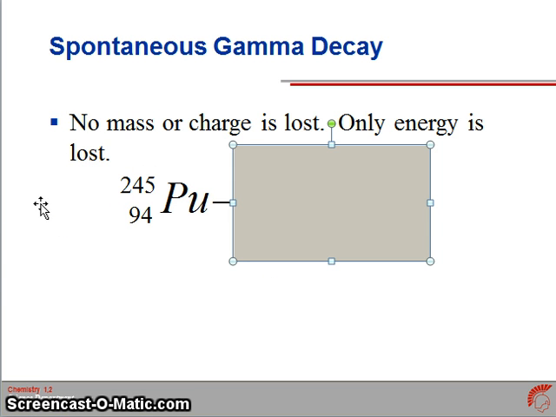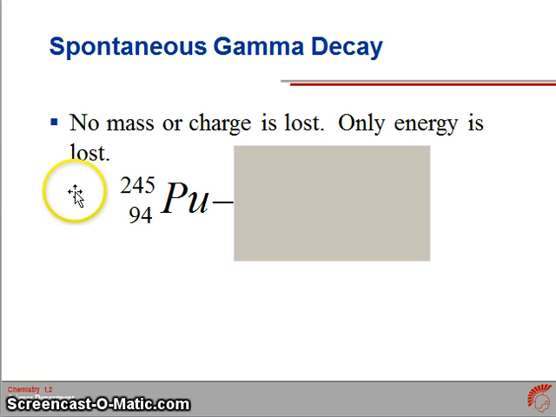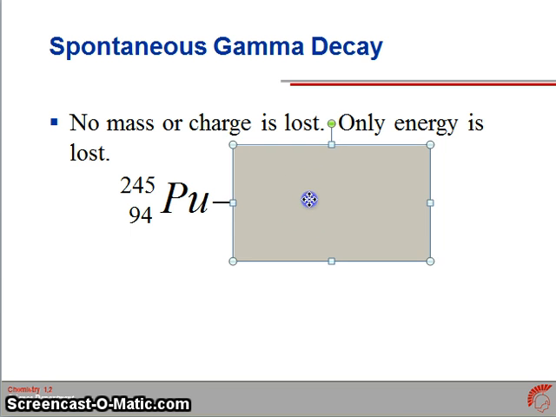And this is the easiest equation of all because no mass or charge is lost. Basically, we keep the same element or the same nucleus that we started with. The only thing that is changing is the energy. Let's see our example. We have plutonium. This isotope has a mass of 245 and it has 94 protons. Because the nucleus is not losing either protons or neutrons, it will remain exactly the same.